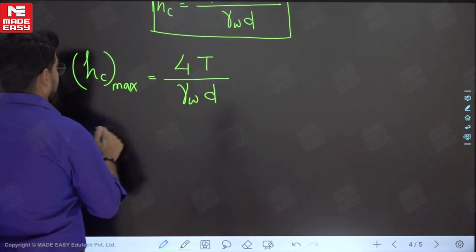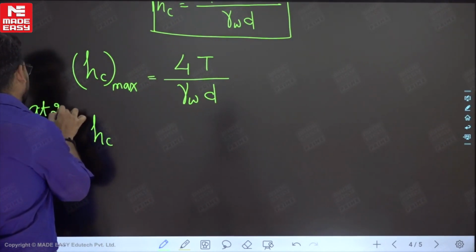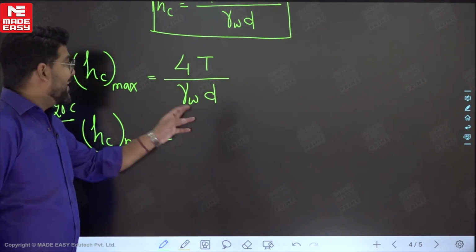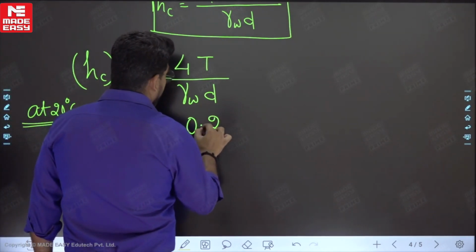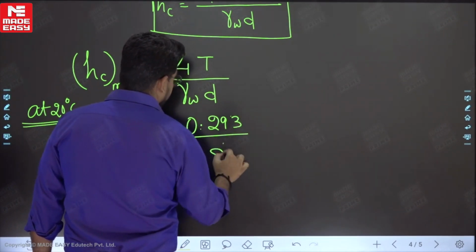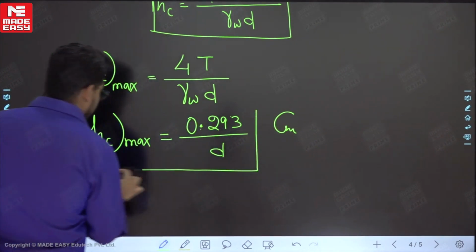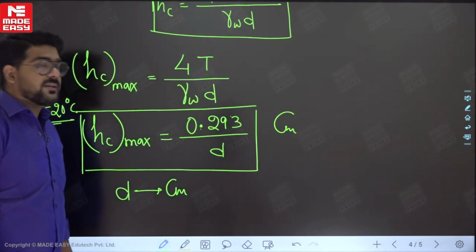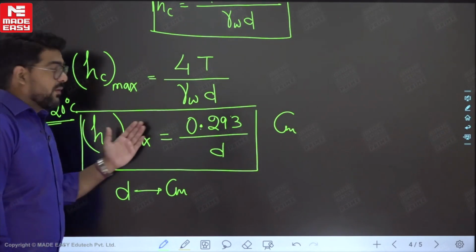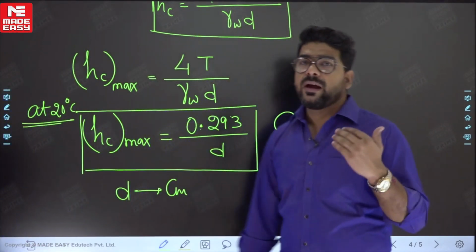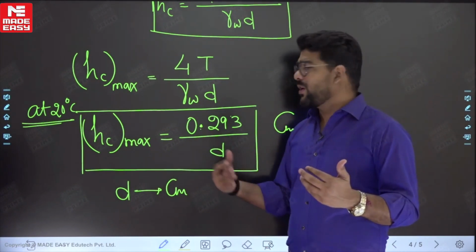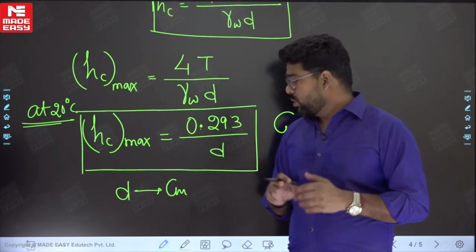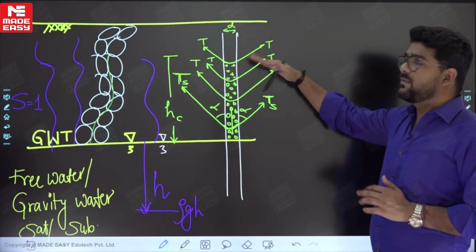So SC max at 20 degrees centigrade, when we put the values of T and gamma w, comes out to be 0.293 divided by D centimeter, where D is the size in centimeter. So this D is also in centimeter. The point to be noted is that this is the approximate height of capillary rise, which can be written as 0.29 or 0.3 divided by D. At 4 degrees this is around 0.3 divided by D, or at 20 degrees this is around 0.29 divided by D. D is in centimeter, and SC max will be in centimeter. In this way, this is the height of capillary rise HC.